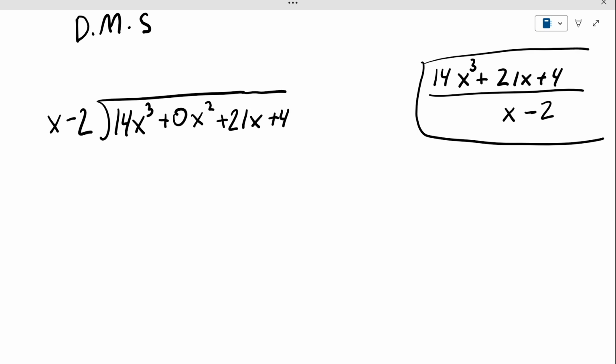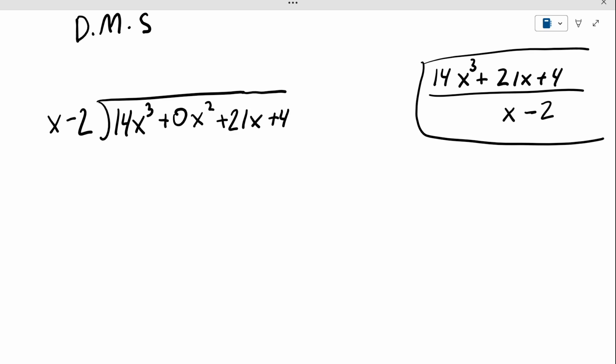And there is a bit of a difference with this. As you can see, we're dividing by x minus 2. There's two terms. There's an x and a negative 2. Now, this doesn't change anything for our first step, which would be division. But it does change what we have to do for multiplication, which you will see. It's not much different, but there is a little difference. So we have to make sure we remember that.